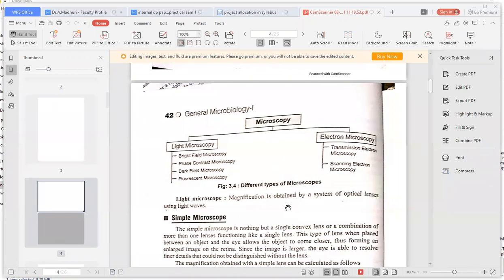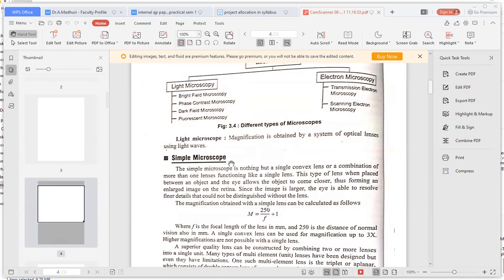Yes, ma'am. Okay, fine. So this is microscopy, types of microscopy: light microscopy and electron microscopy. Under light microscopy you have different types: bright field microscopy, phase contrast microscopy, dark field microscopy, fluorescent microscopy. Okay, so these are all the types under light microscopy, and this is electron microscopy. Here you have two types: transmission electron microscopy and scanning electron microscopy.